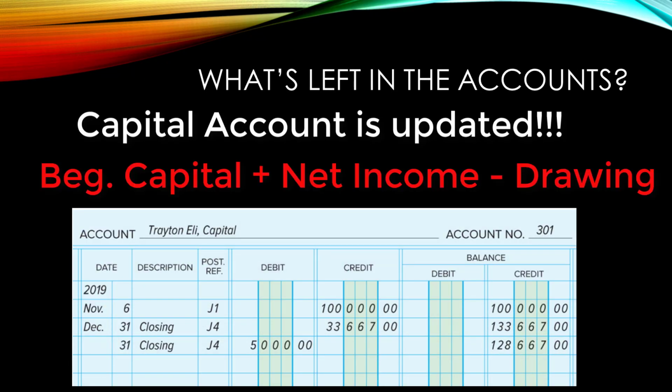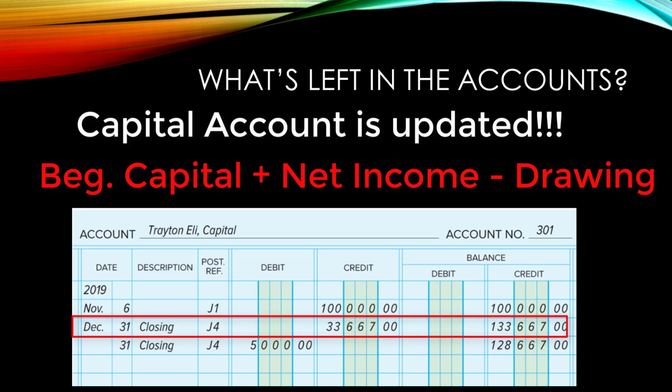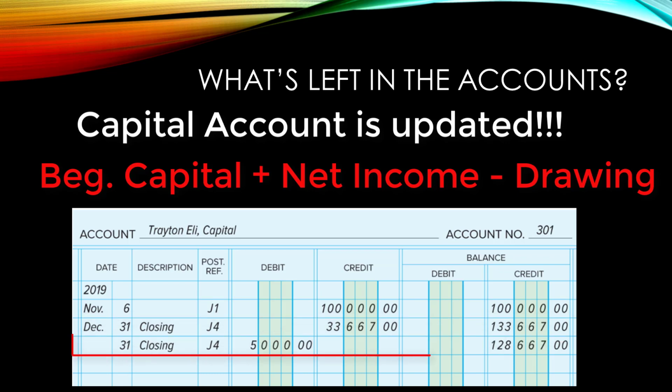Here's a final snapshot of the owner's capital account. You'll notice that the capital account now matches the statement of owner's equity. That's because the closing process has successfully been completed. He started off with a $100,000 beginning balance. We added $33,667 in net income to his capital balance, and we subtracted out the $5,000 because of his drawing. In other words, his capital account is now properly stated.